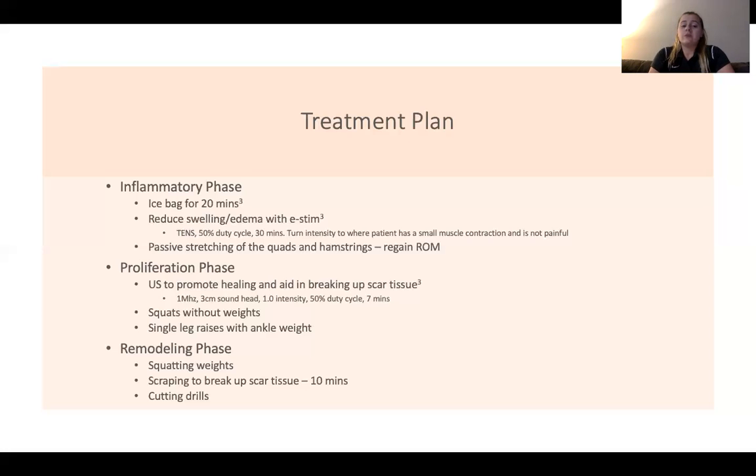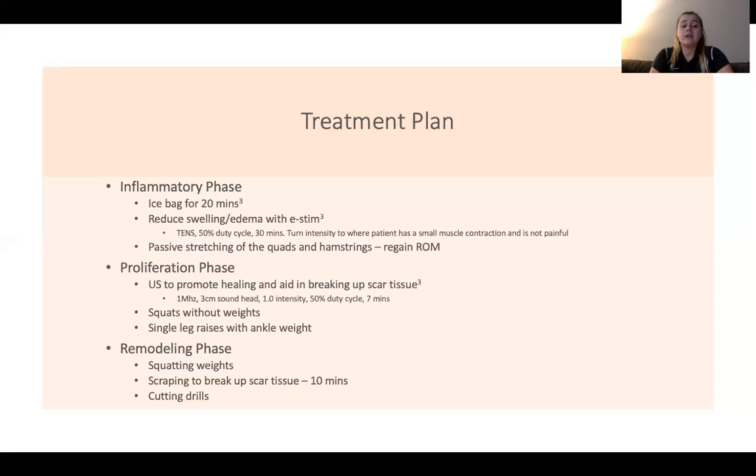So workouts that we can do during the proliferation phase: squats without weights and single leg raises with an ankle weight. Just trying to strengthen up the quads and hamstrings, again, so that it can help stabilize that knee joint.